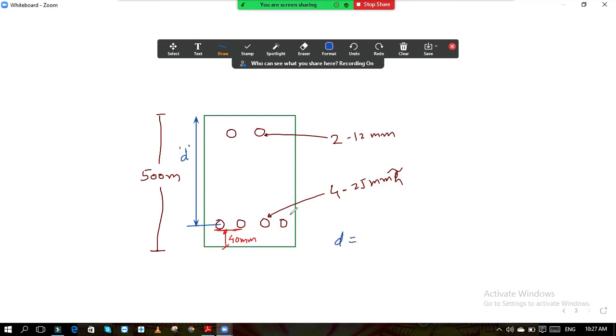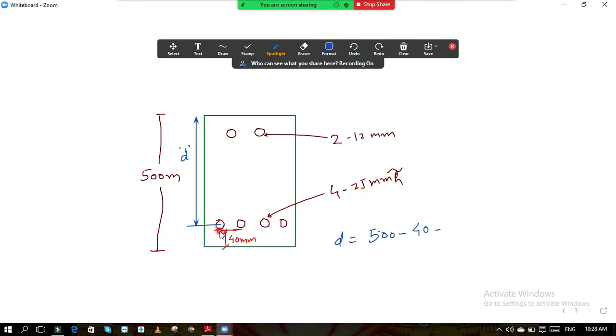So d is equal to my overall depth, which is 500, minus, from that overall depth, this is my total depth, from this I will subtract this clear cover, so I reach the level of the bottom of the steel. From that I again need to subtract half of the bar diameter. So from this total 500 we subtract this 40 only, so this is the bottom. Then this bar diameter, how much is the bar diameter? It is 25 mm.